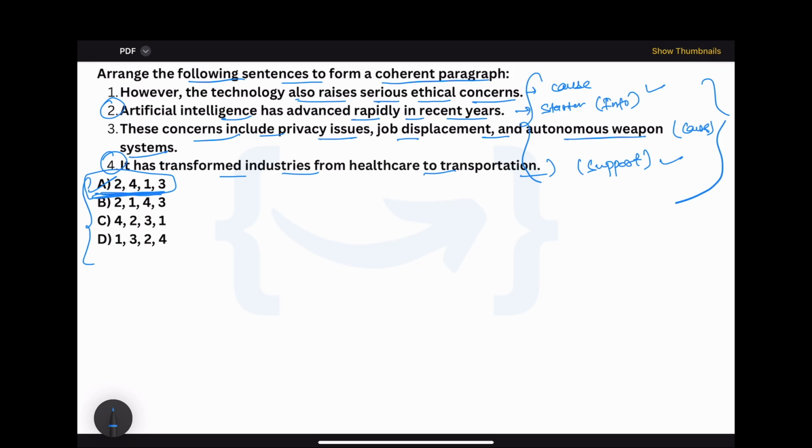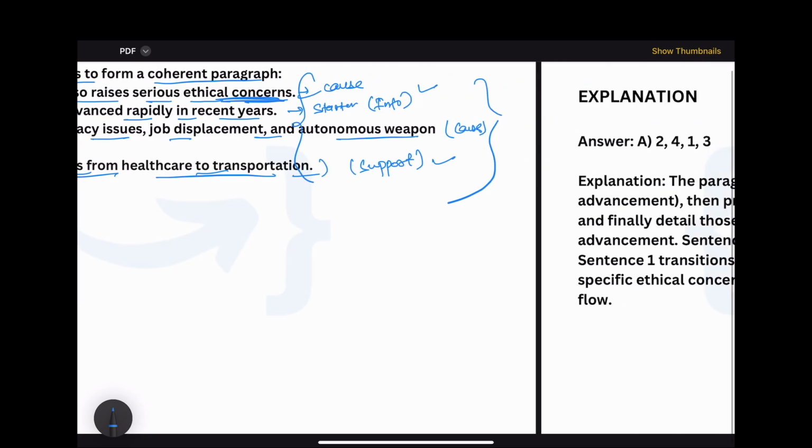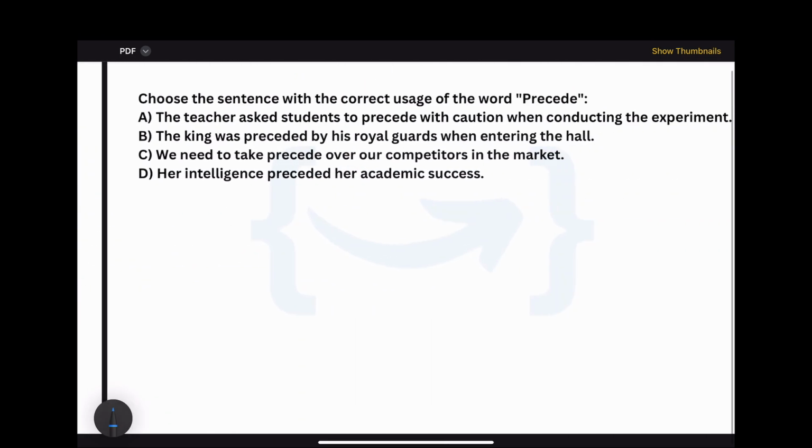However, technology also raises serious ethical concerns is the cause, and with these concerns, it has transformed the industries from healthcare to transportation. Very cool statements, and it makes sense when you arrange it in the respective manner. Clear? Clear.